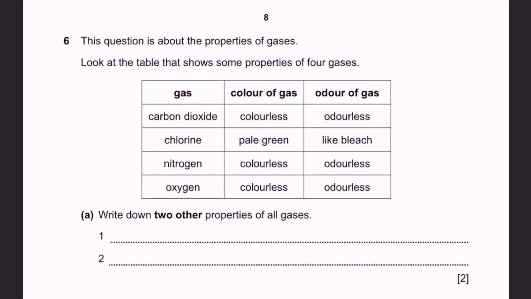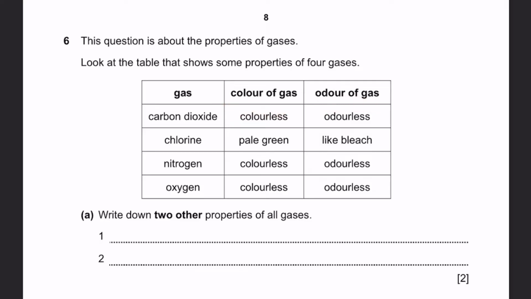Look at the table that shows some properties of 4 gases. These 4 are carbon dioxide, chlorine, nitrogen, and oxygen. The color and odor of all the gases are shown. A. Write down 2 other properties of all gases. So 2 properties are the color and odor of the gas.